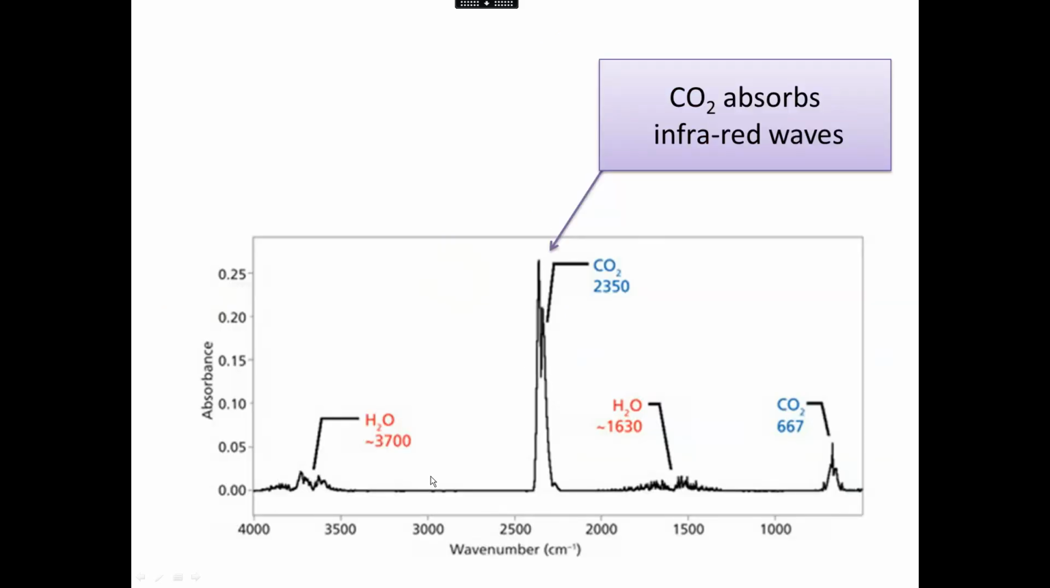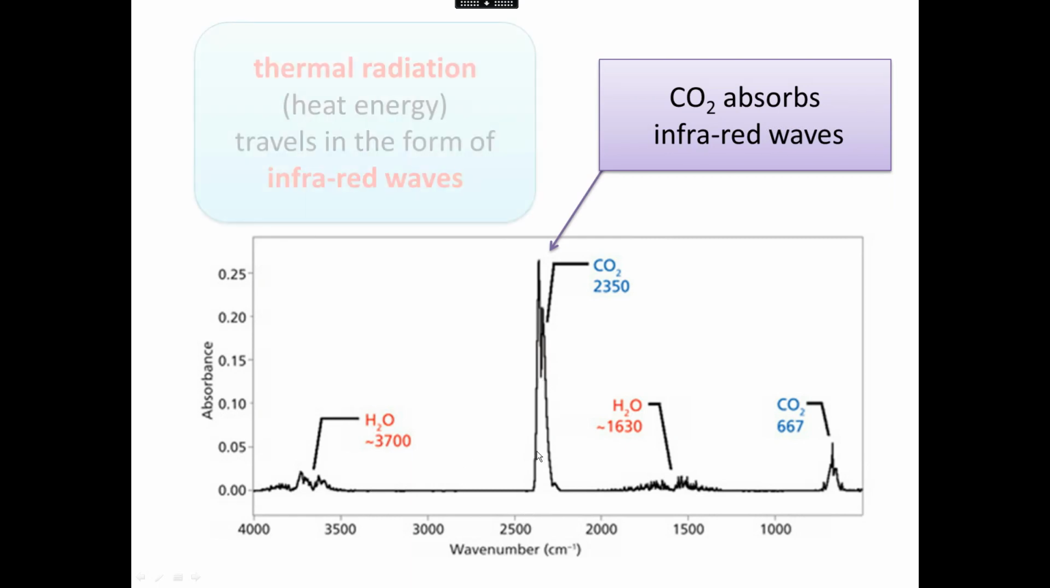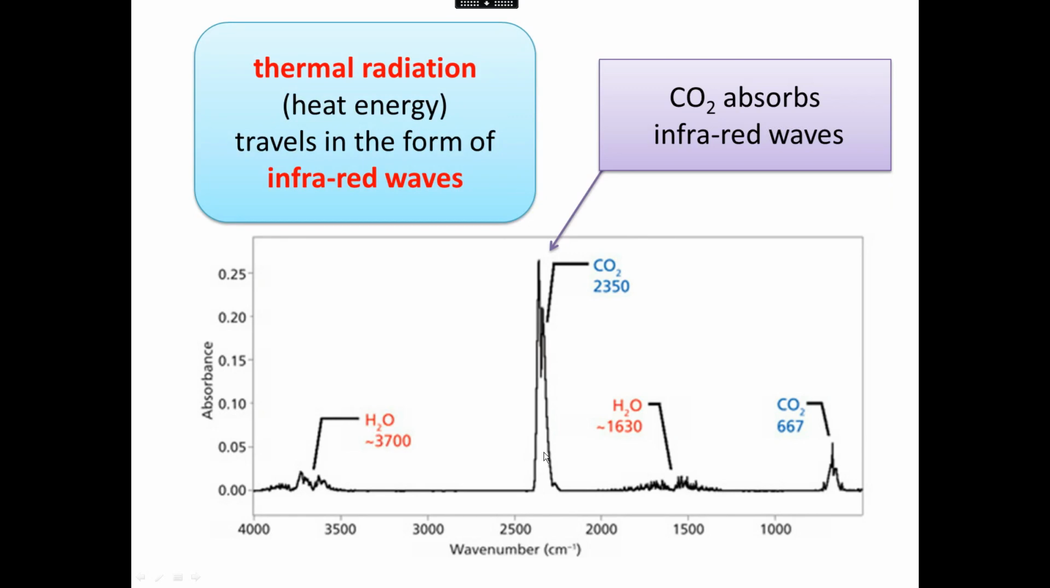Here is a graph showing that carbon dioxide will absorb waves with a wave number in this part of the spectrum. That's the infrared part of the spectrum. Carbon dioxide molecules are able to absorb infrared waves, sometimes called thermal radiation, which means heat energy radiation. So heat energy travels in the form of infrared waves.